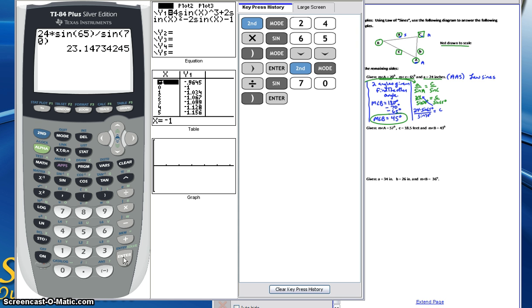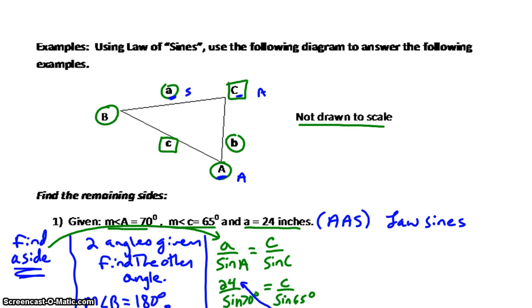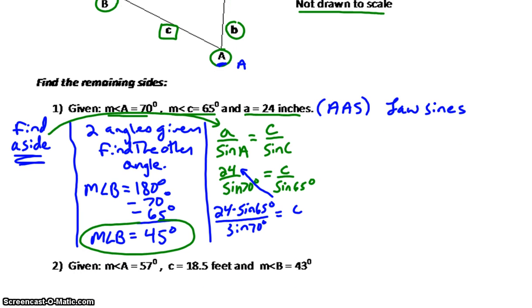So we'll jump back to our other screen. And so what I have is a value of C equals 23.15 inches.